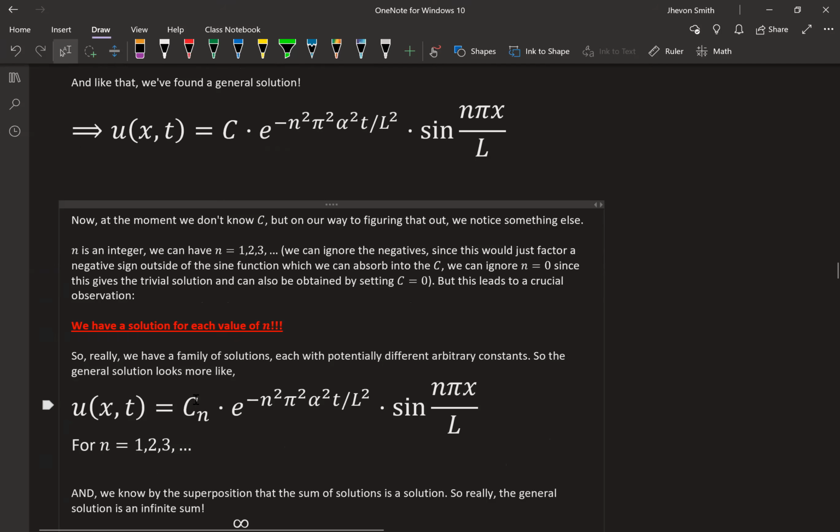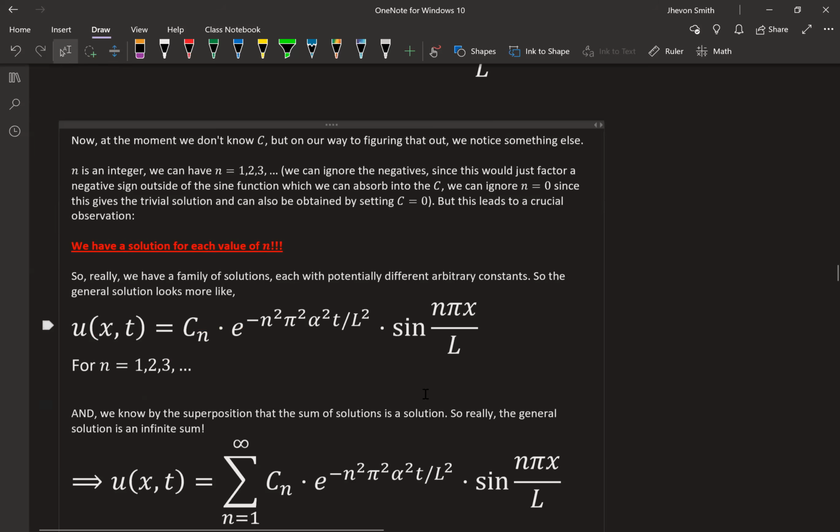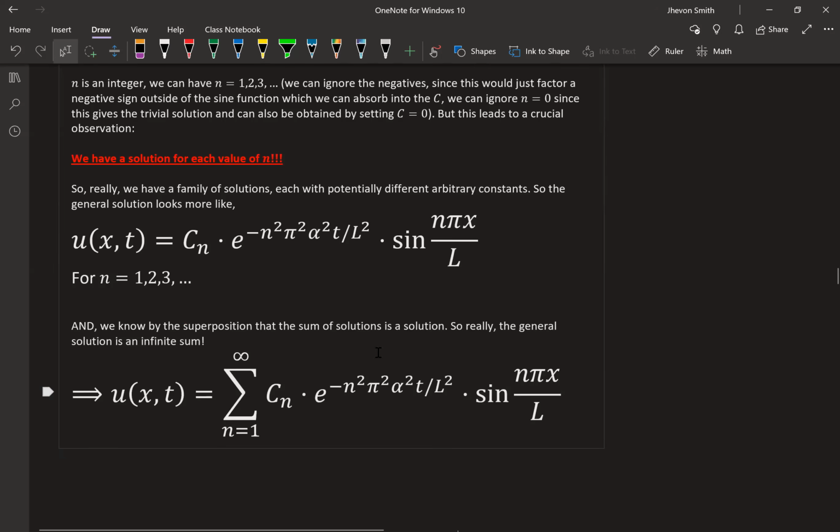There has to be one constant for each n, so I have a bunch of guys like this. Summing all solutions gives me another solution, so the general solution looks like this. Okay, so we're actually getting somewhere. We're building up to the solution. Okay, awesome. Things are looking great so far.